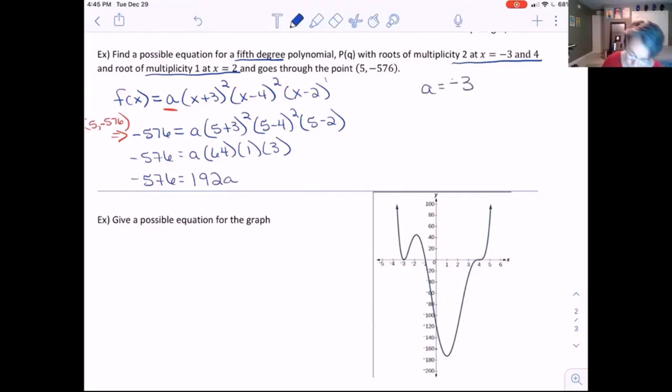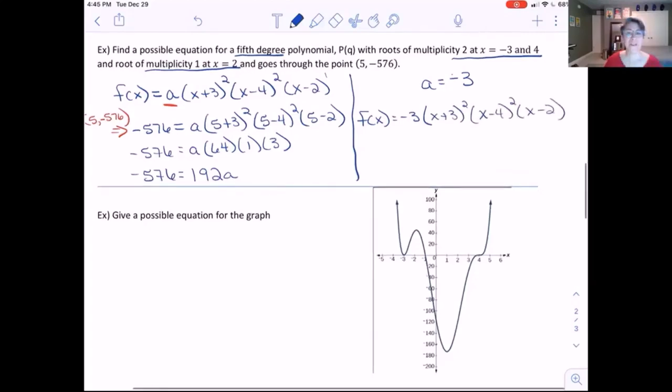So our possible equation for this 5th degree polynomial is negative 3 times x plus 3 squared times x minus 4 squared times x minus 2. Now in that example, they actually gave us the zeros. They listed it in words, and then they gave us another point. We can do the exact same thing if they give us a graph. So check out our next video.